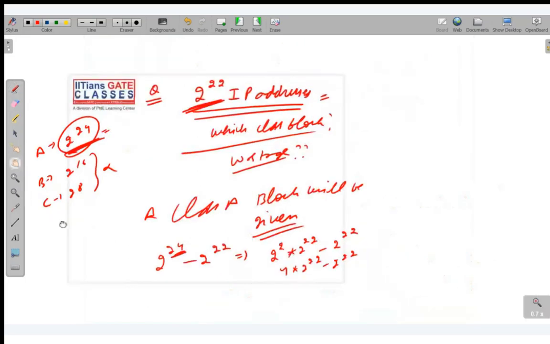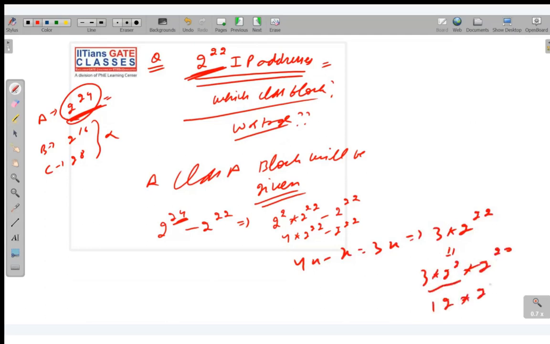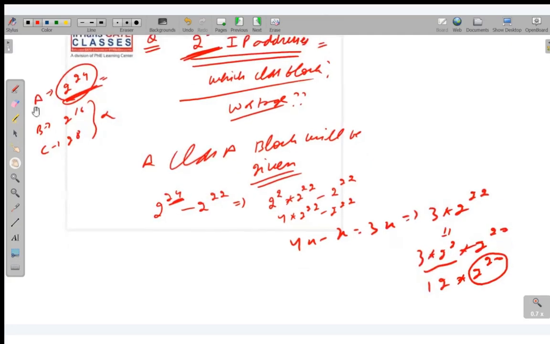Let us suppose 2 power 22 is x. So 4x minus x is nothing but 3x. 3x is 3 into 2 power 22, which is 3 into 2 power 2 into 2 power 20, so 12 into 2 power 20. I had told you 2 power 20 is approximately 1 million. I am not doing the exact calculation; exact is very difficult. 2 power 20 is a very big number.